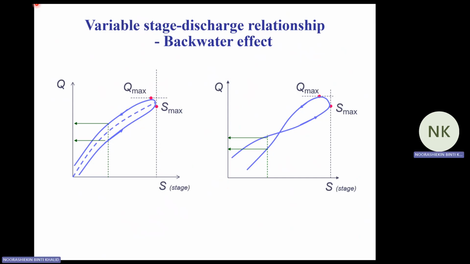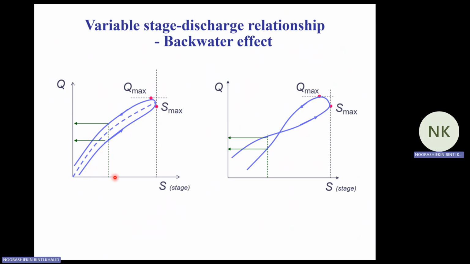Right. So, variable stage-discharge relationship. You can see here the first graph. The upper line, this rising curve, is the rising stage. The upper line indicates a higher flow rate compared to the lower line, which is the falling stage, at the same water level.